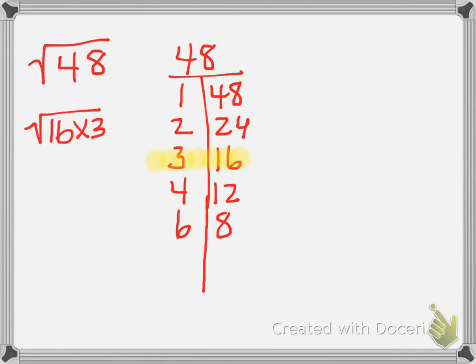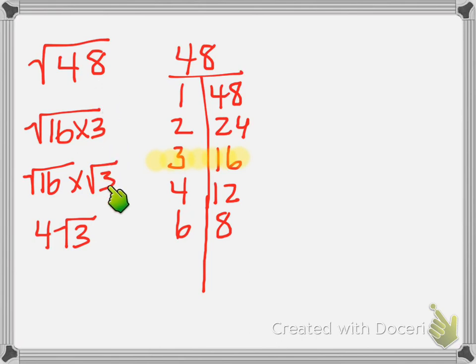So the square root of 16 times 3 is broken down to the square root of 16 times the square root of 3. Now we know the square root of 16 is 4. The 3 has no perfect square root, so we'll just write down the square root of 3 as it is. So the square root of 48 is simplified to 4 times the square root of 3.